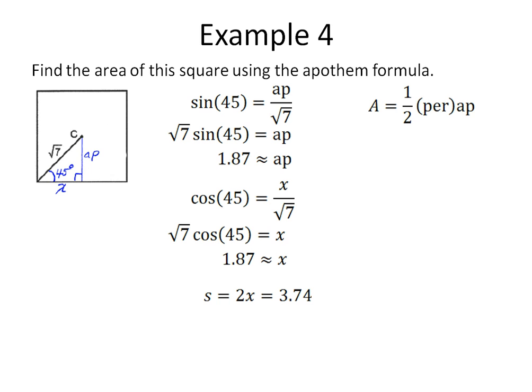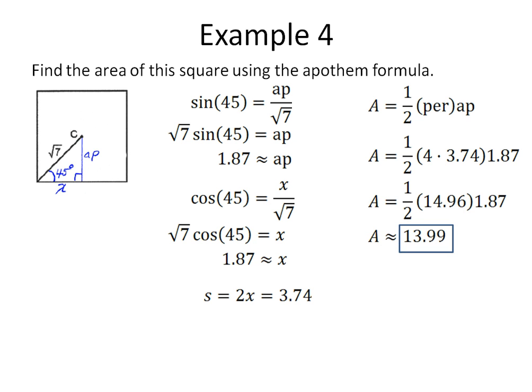So the area is going to equal 1/2 of the perimeter times the apothem. So that gives us 4 times 3.74 times 1.87 times 1/2, which leads us to this and gives us an approximate answer of 13.99.